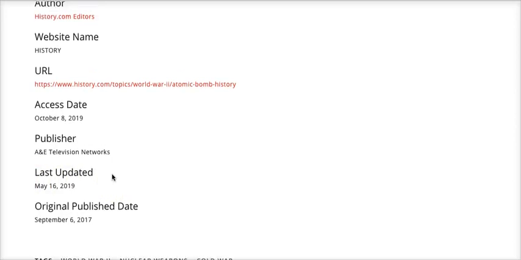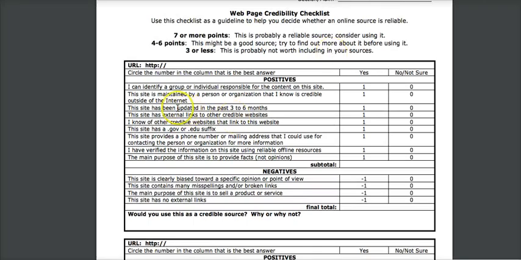Even something like this, if it was updated further back than 6 months, it's probably okay because the historical topic that it's talking about happened in the 1940s. Not a ton changes with it, but it does sometimes. So it's good to see that it was updated pretty recently. What else am I looking for?